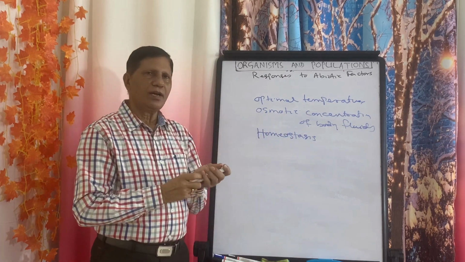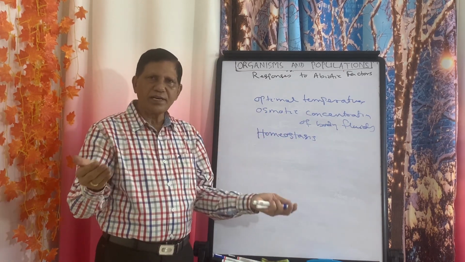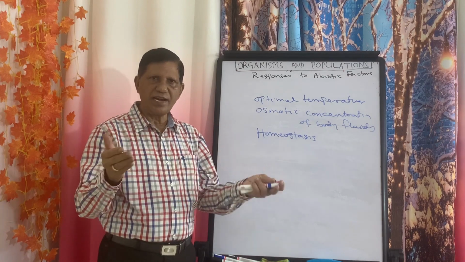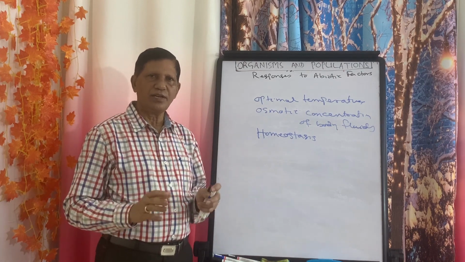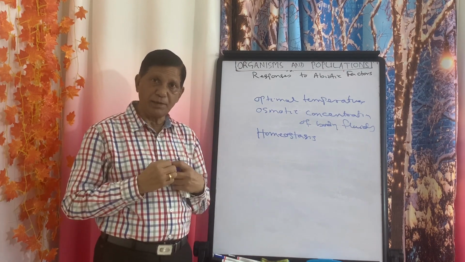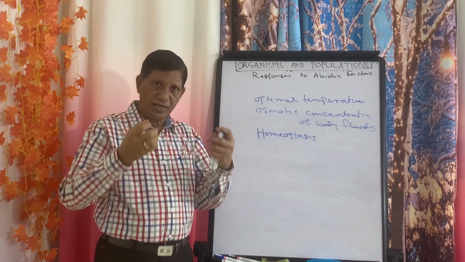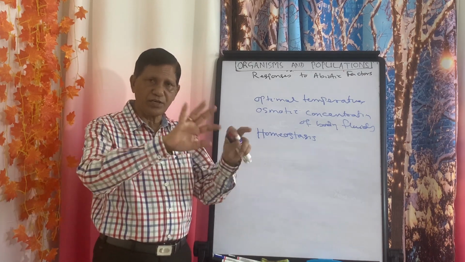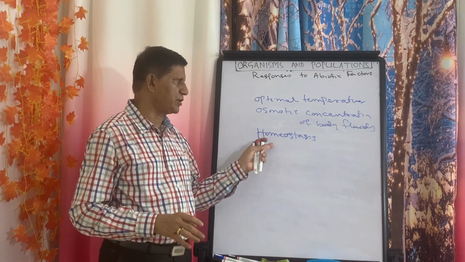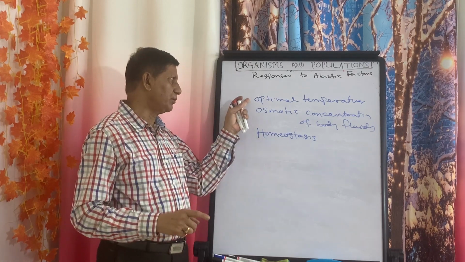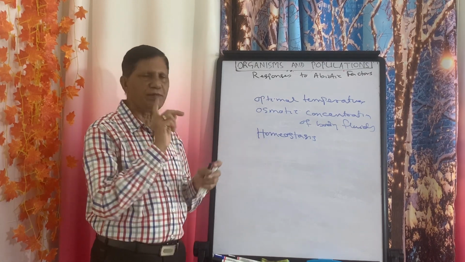That means with the change in the ambient conditions, with the change in light, temperature and water conditions, the organism will adjust itself internally, not externally. Internally it will adjust itself to the surrounding condition. That is known as homeostasis, and this is possible due to these two conditions. So these two are very important things.